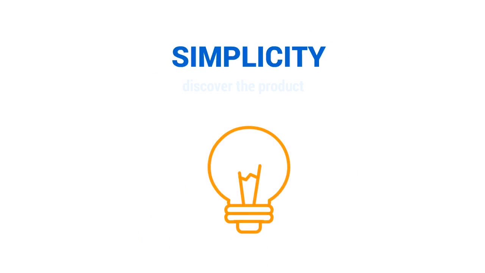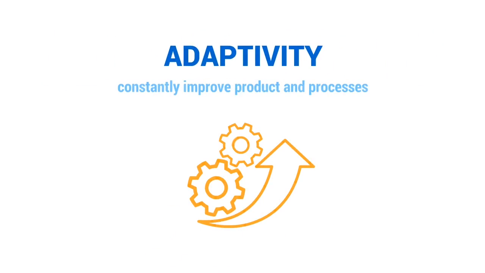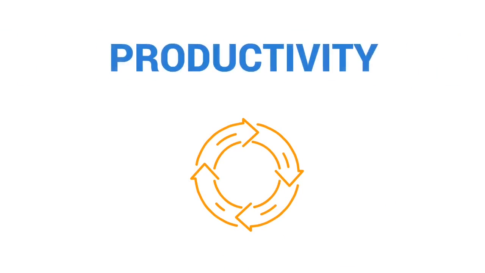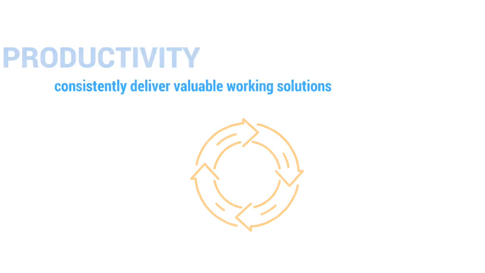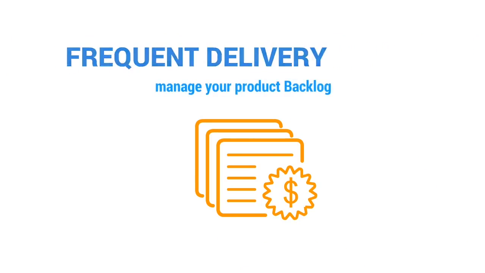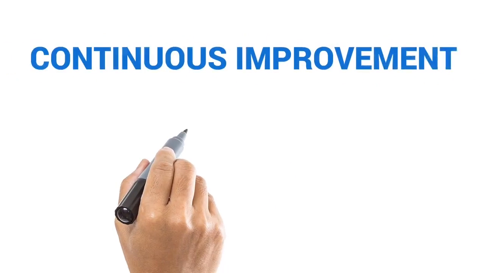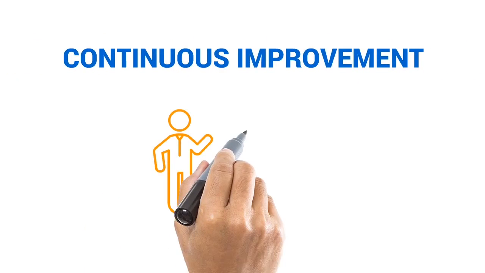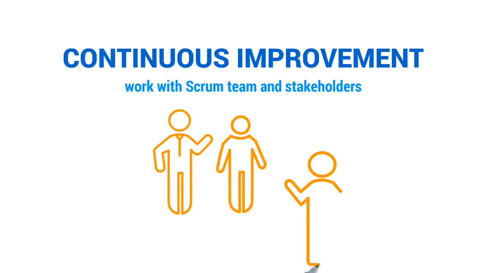Simplicity. Adaptivity: constantly improve your product and processes. Productivity: consistently deliver valuable working solutions to your customers. Frequent delivery: manage your product backlog for maximum value and minimum effort. Continuous improvement: work successfully with your Scrum team and your stakeholders.